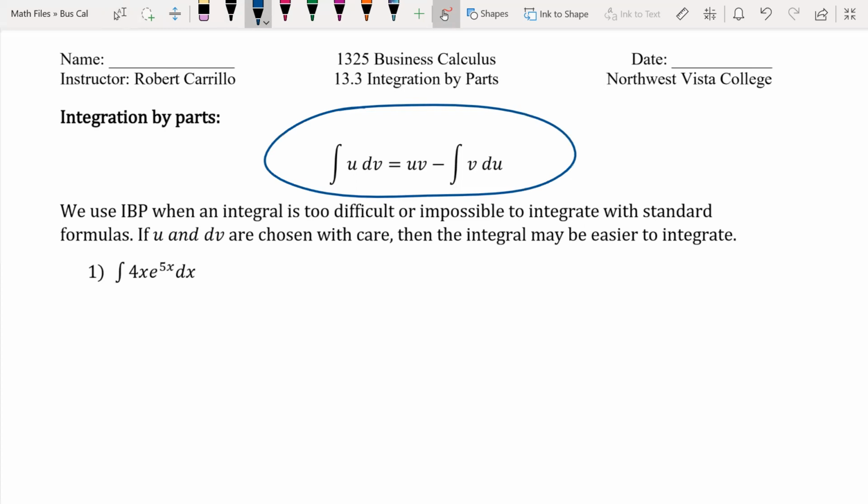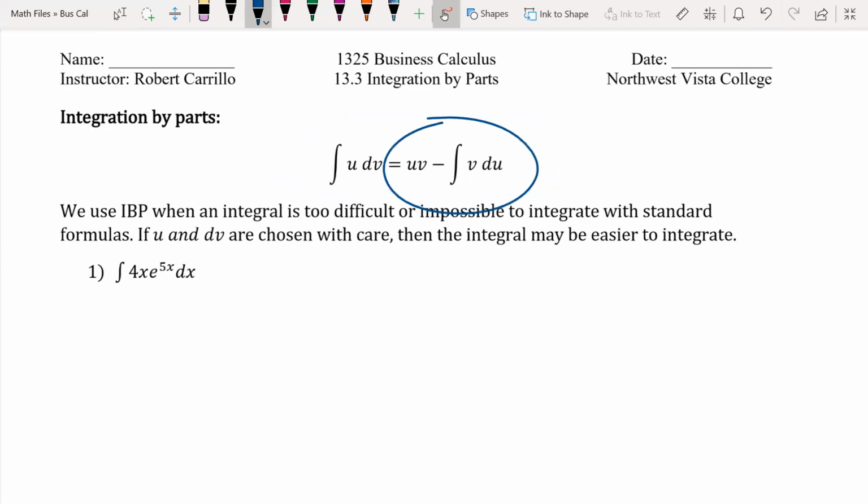And to set it up, we have to find out what u and dv are. So we need to know which one to pick for u and which one to pick for dv. So that's going to be our setup. And then once we find u and dv, we will then follow this formula here.